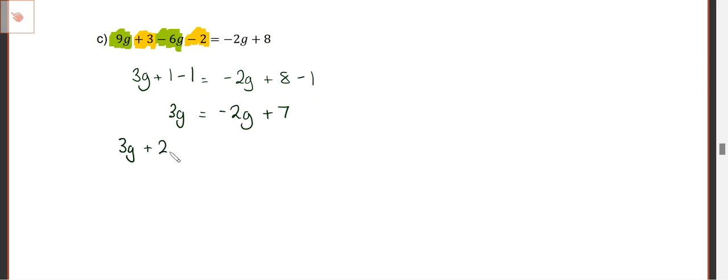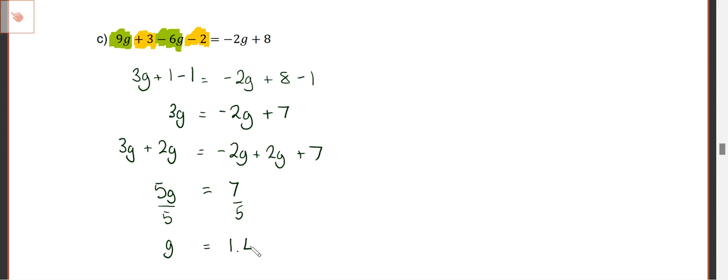Good, we're going to add 2g's to both sides this time, because negative 2g add 2g is 0. So we're left with just the 7 on that side, and on this side it's 5g. Then we divide through by 5, share the 7 between the 5g's. We get 1g is 1.4.